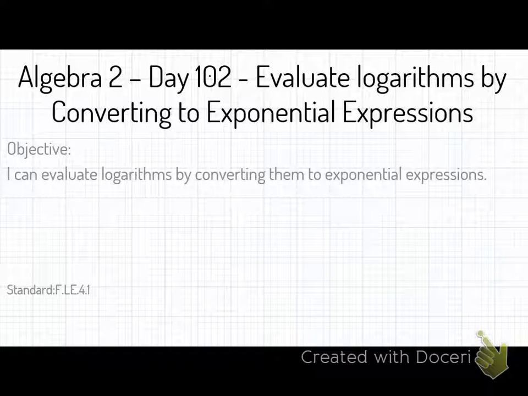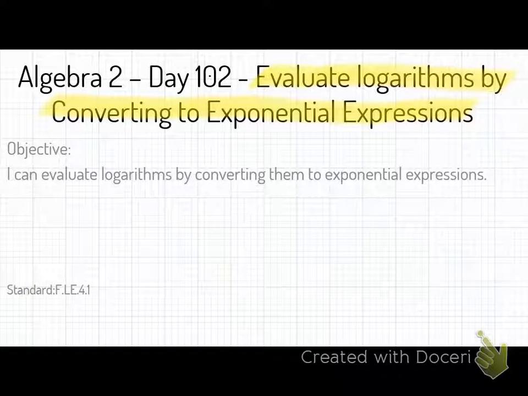Okay, this is lesson 102. Today we're going to evaluate logarithms by converting them to exponential expressions. That's your objective for today. If you're on the video, you should pause it to write this down.